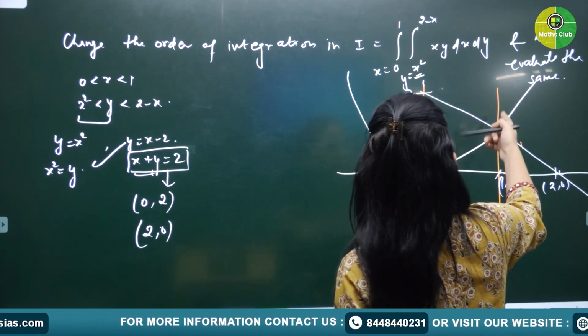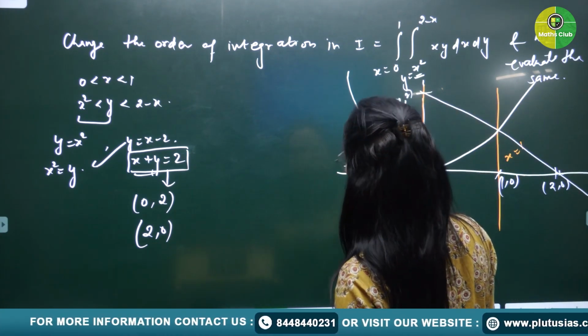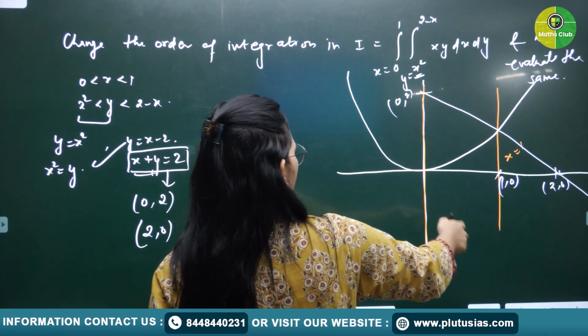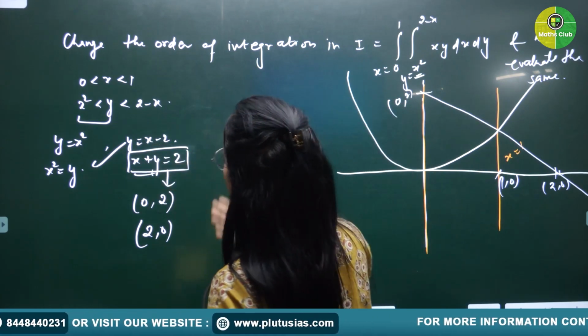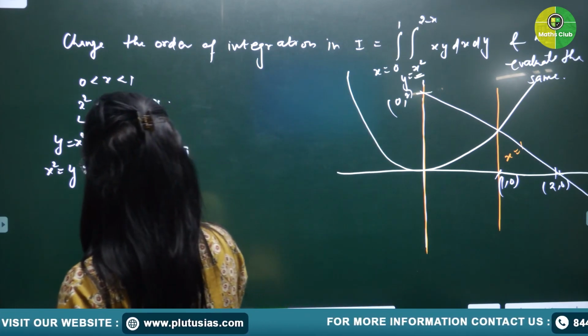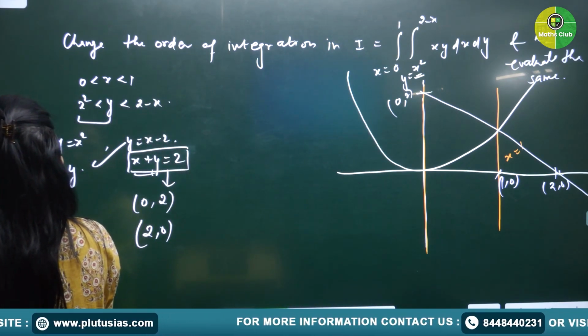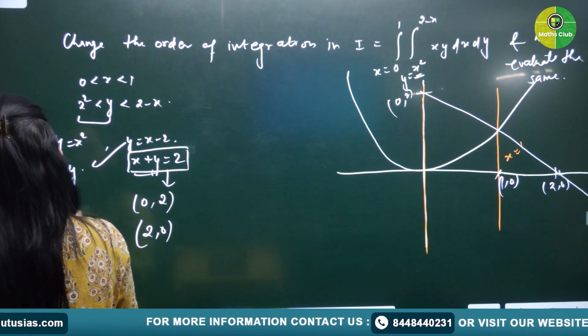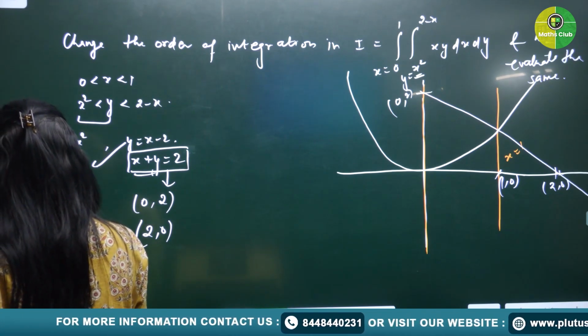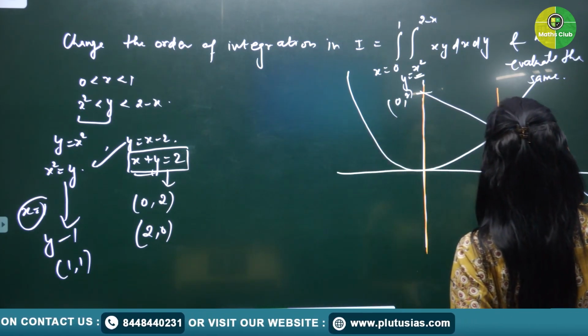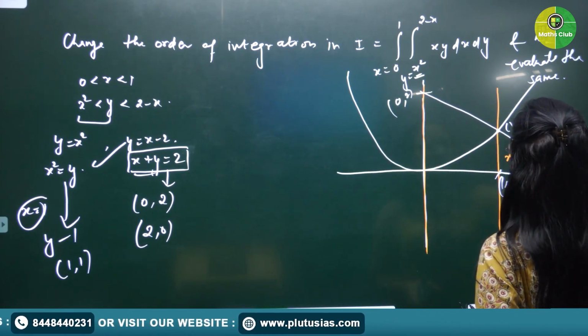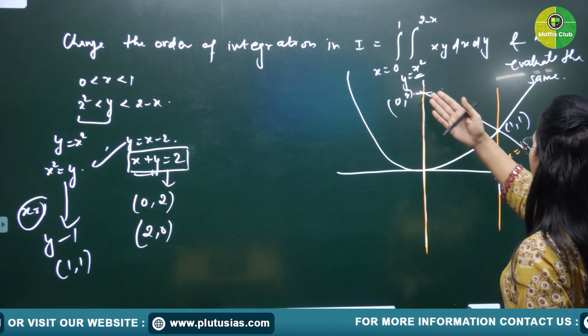How would you find out whether this point is on the same curve or not? First, we would find out at which point the line x is equal to a cuts this parabola. If I put x is equal to 1, then from here we get y is equal to 1. So the point is (1, 1). And this is nothing but the point (1, 1), because I got y is equal to 1 on this line.